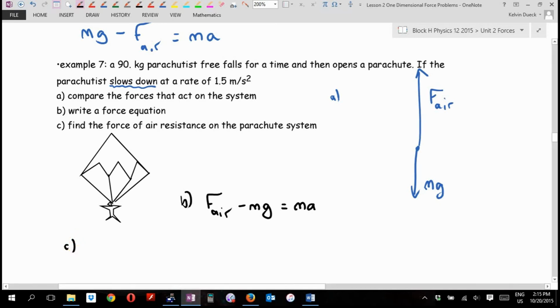If you try and do all this in your head without a free body diagram, it's going to be a nightmare. You're going to get stuff wrong. But I'm telling you, the 1 second it takes to do a free body diagram, this may be the single best tool I give you in Physics 12 for forces.